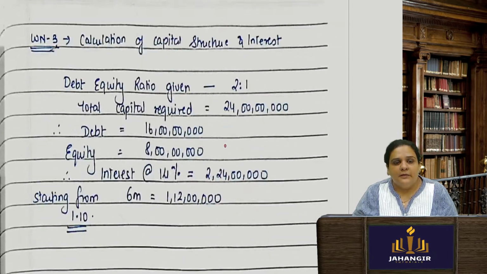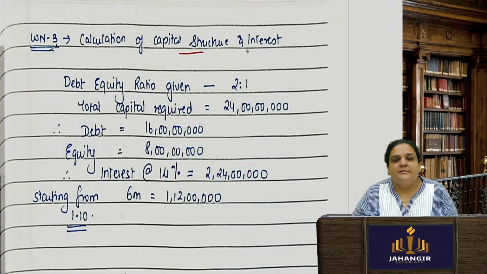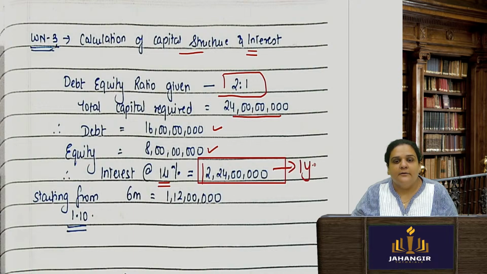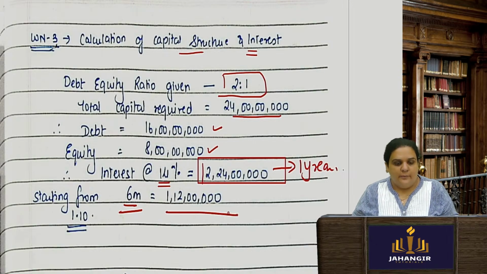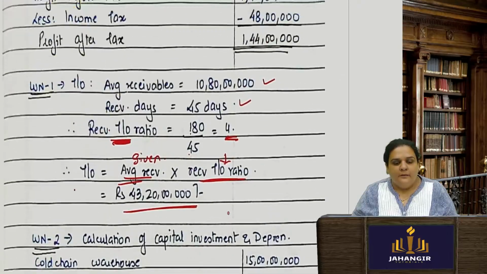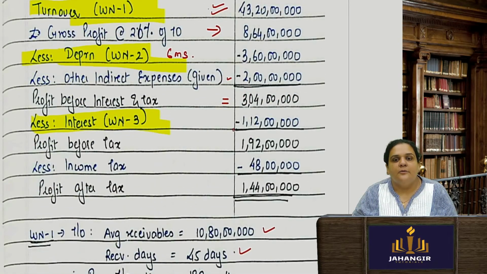Now, interest working note. Calculation of capital structure and interest. Debt equity given 2:1. Total amount of capital required is 24, I told you. So, debt will be 16, equity will be 8. Interest is 14% of 16 crore, 2 crore 24 lakhs. But this is for full year, 1 year. I need only for 6 months because from 1st October. So, it will be half, 1 crore 12 lakhs. So, your interest figure also 1 crore 12 lakhs.